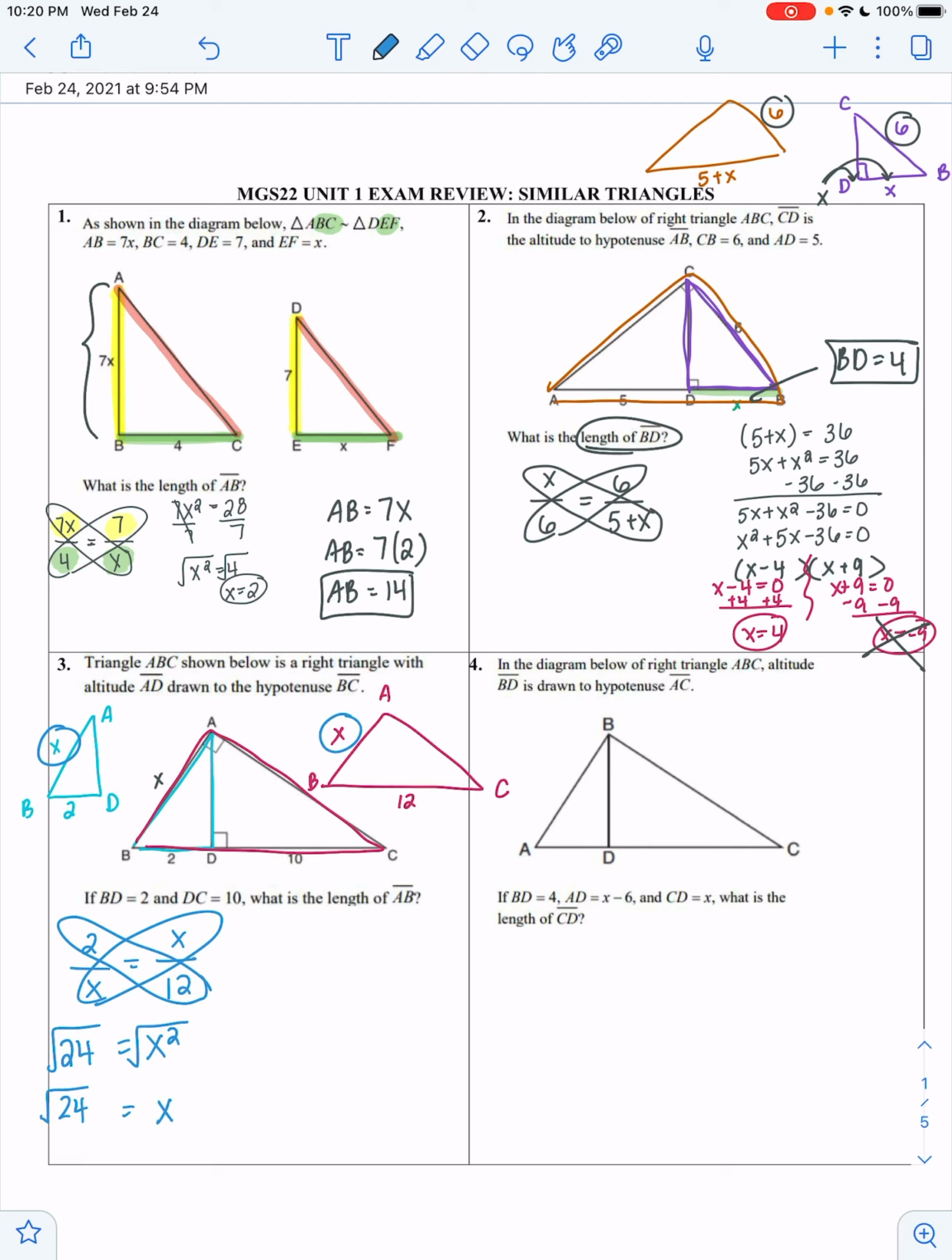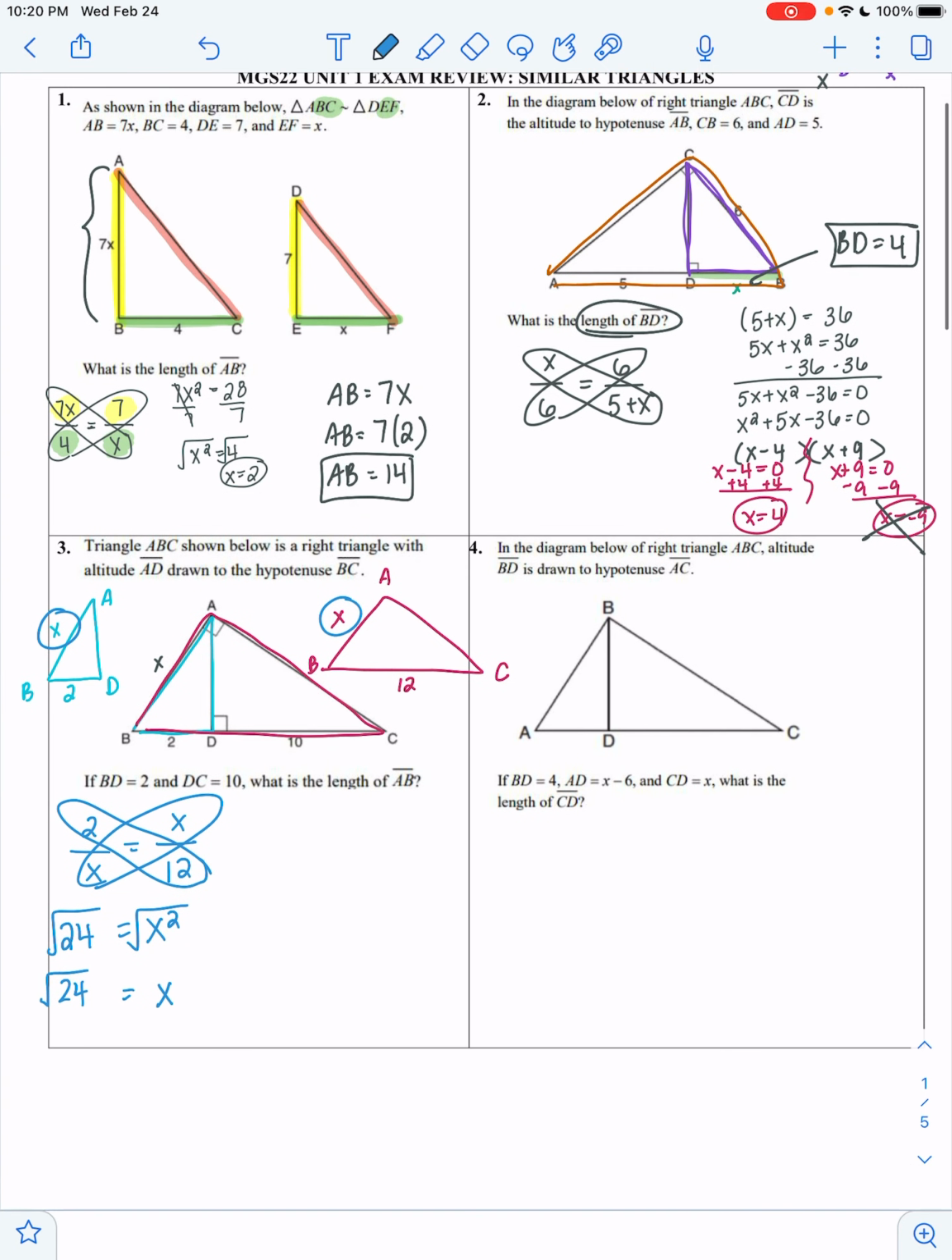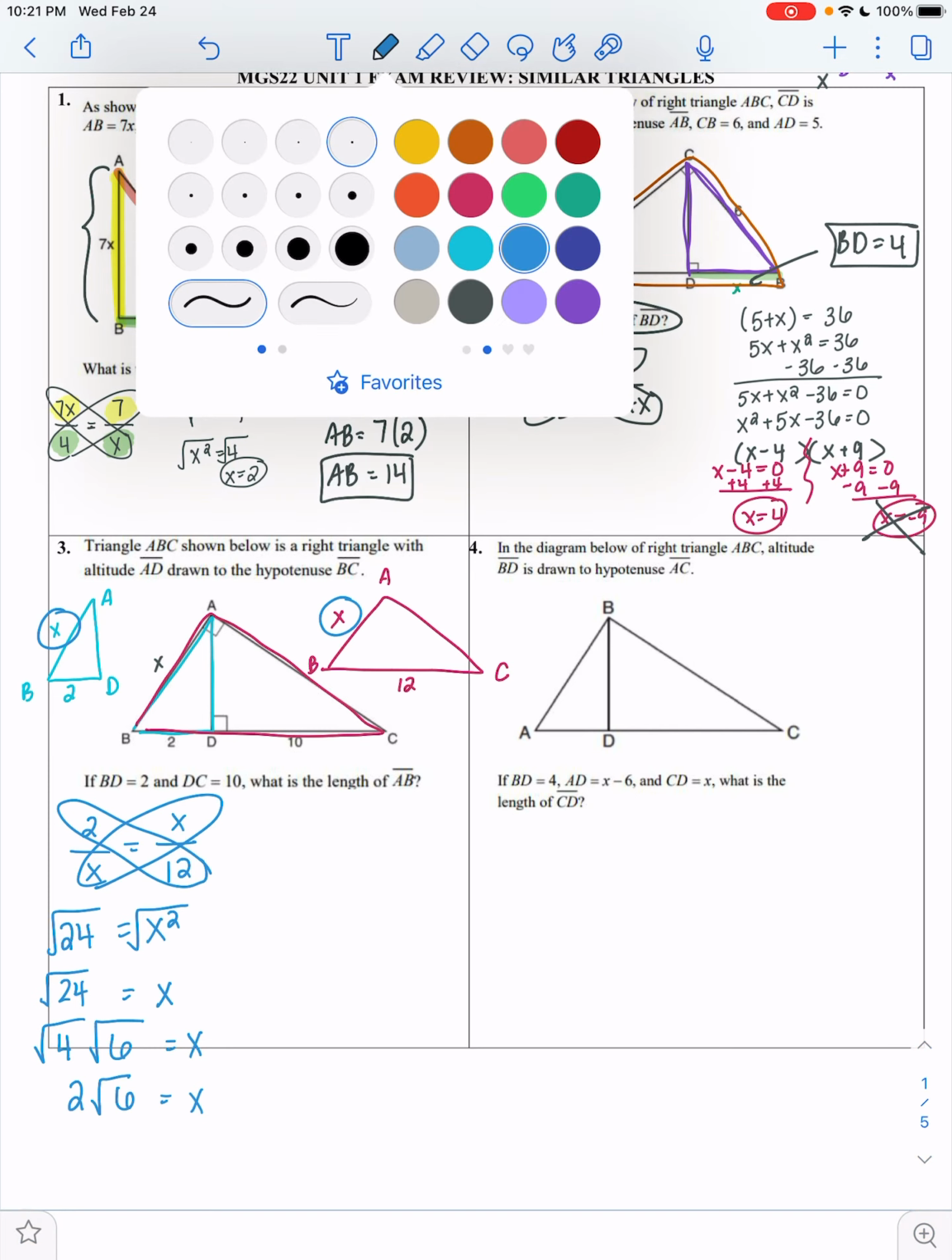We never want to leave our answer like that. We want to simplify it as much as possible. The square root of 24 can be simplified to the square root of 4 times the square root of 6. And we know that the square root of 4 is 2, so that can come out of my radical. 6 is not a perfect square and also cannot be broken down any further, so that just stays inside our radical.